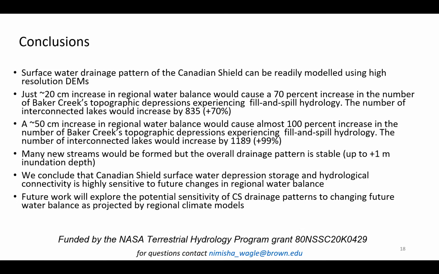So in the weather condition, the depressions of the Canadian Shield will fill, and it will be much wetter in the future. Okay, thank you.